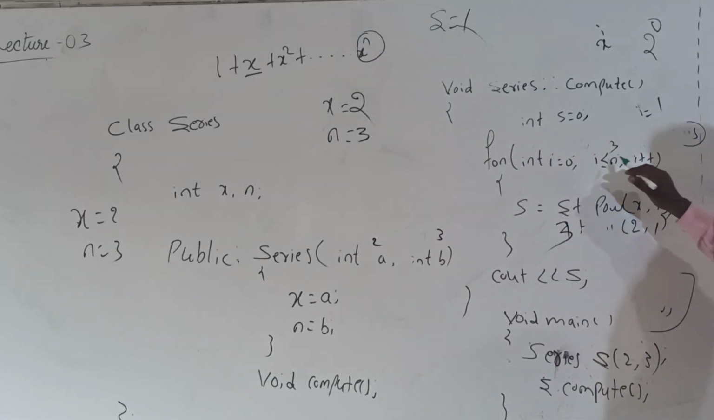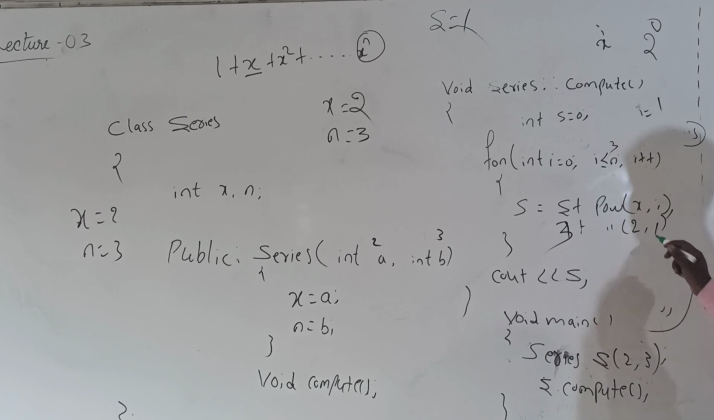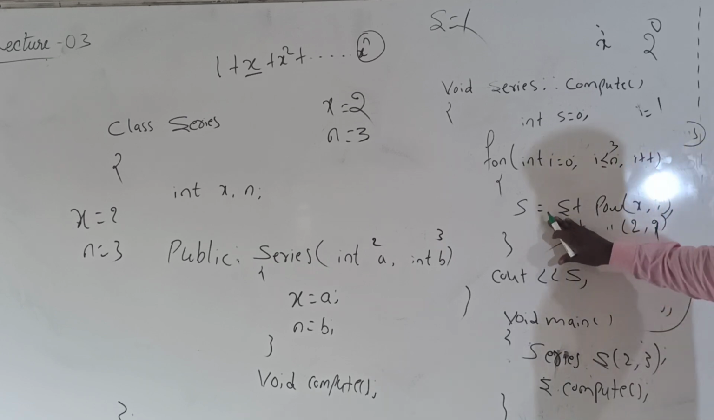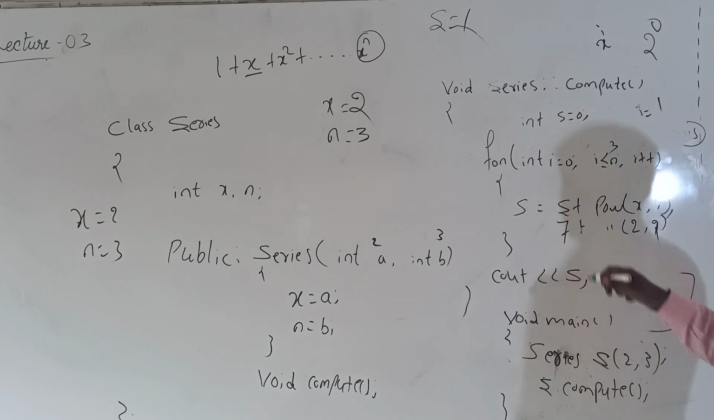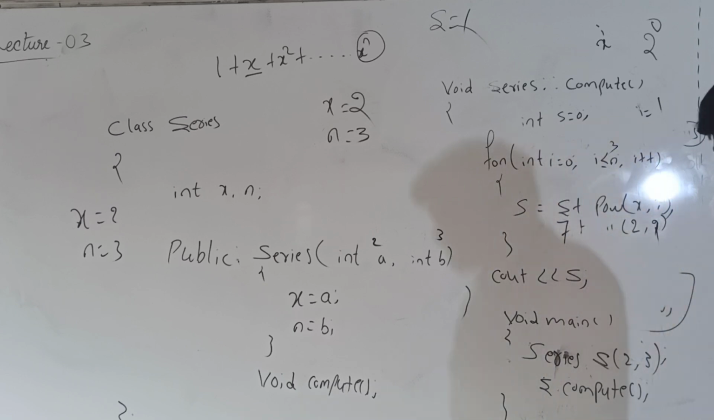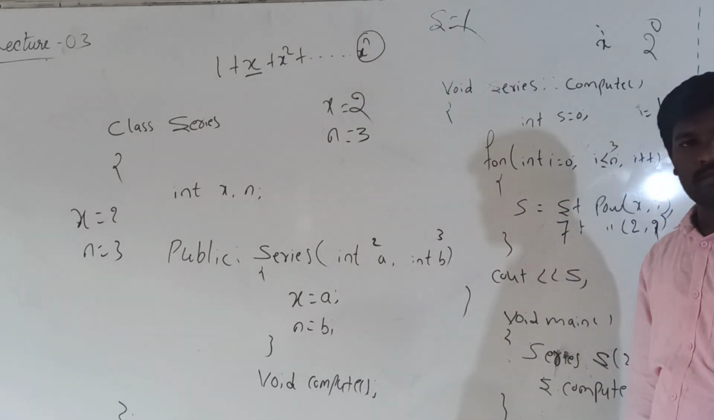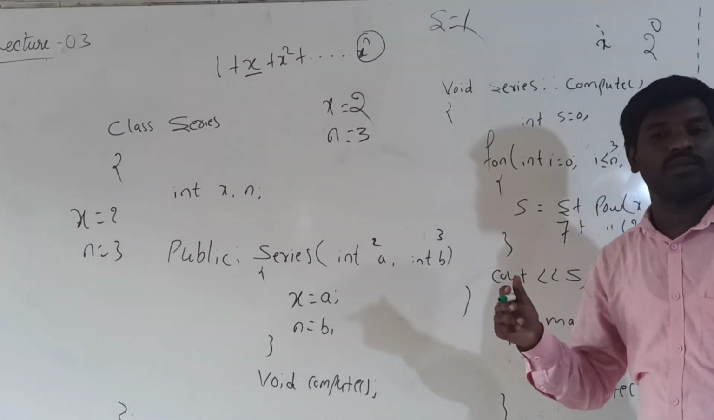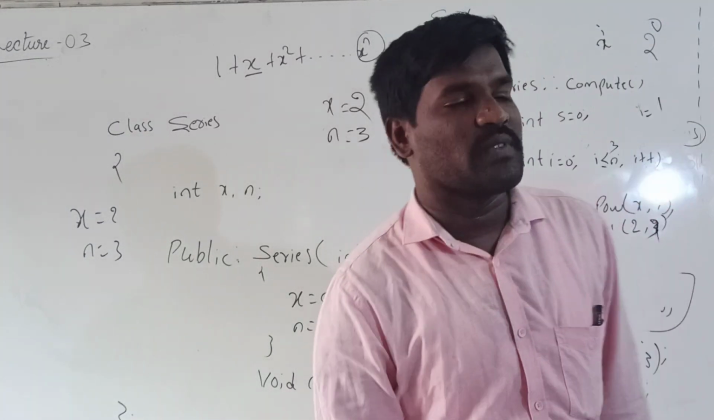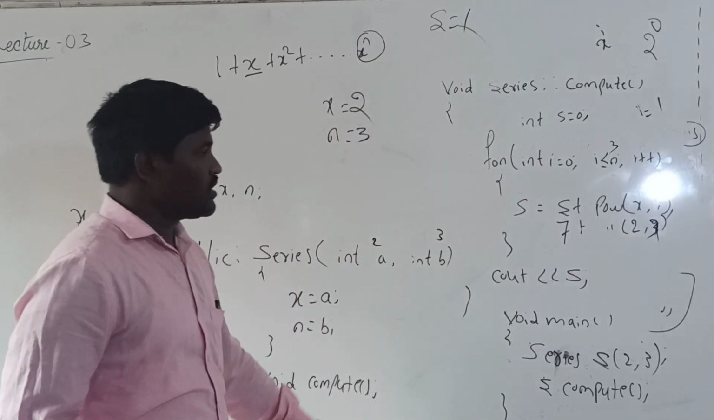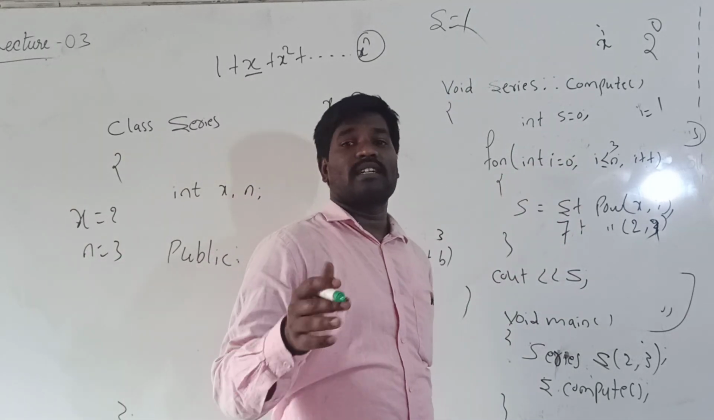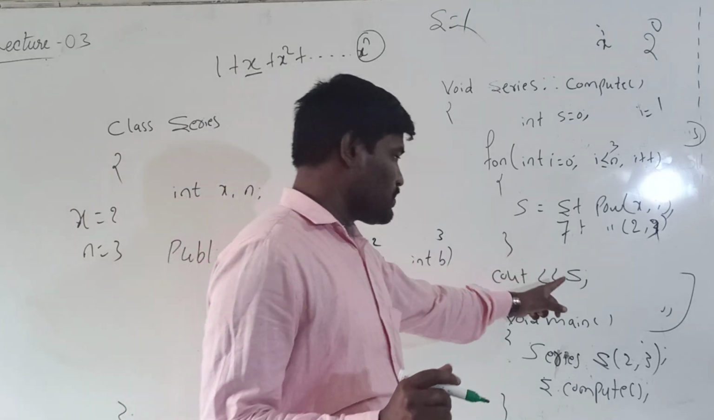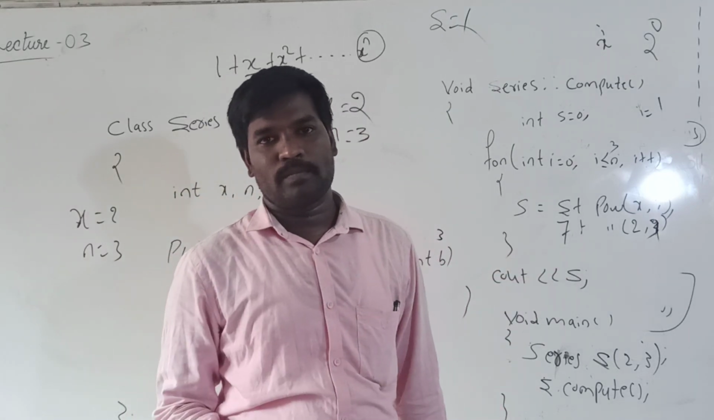Next i become 2, 2 is less than or equal to 3, condition is true. 2 raised to 2 is 4, 4 plus 3 is 7. So next i become 3, 3 is less than or equal to 3, condition is true. 2 raised to 3 is 8, 8 plus 7 is 15. Then the i value become 4. So 4 is less than or equal to 3, condition become false. Finally it will print this series as 15.